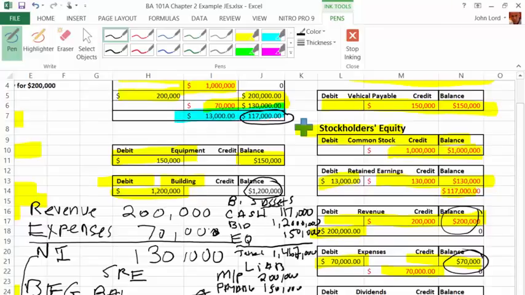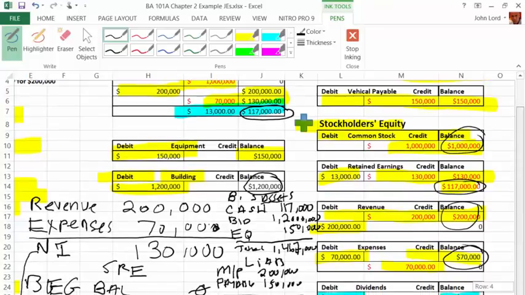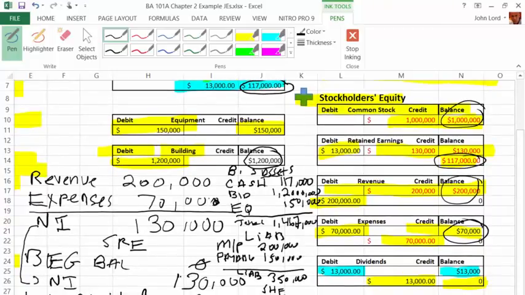Okay, good. Now I need my stockholders' equity. How much is my common stock? $1 million. So I got common stock of $1 million. Good. Anything else? Retained earnings is 117, isn't it? Okay, good. I'm kind of running out of space here, but look good. So what's my total stockholders' equity? 1,117,000 is the total stockholders' equity, and now my liabilities plus my stockholders' equity is what?